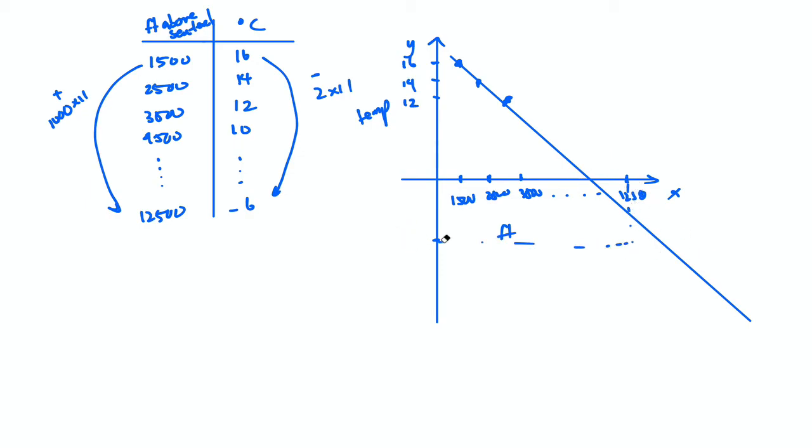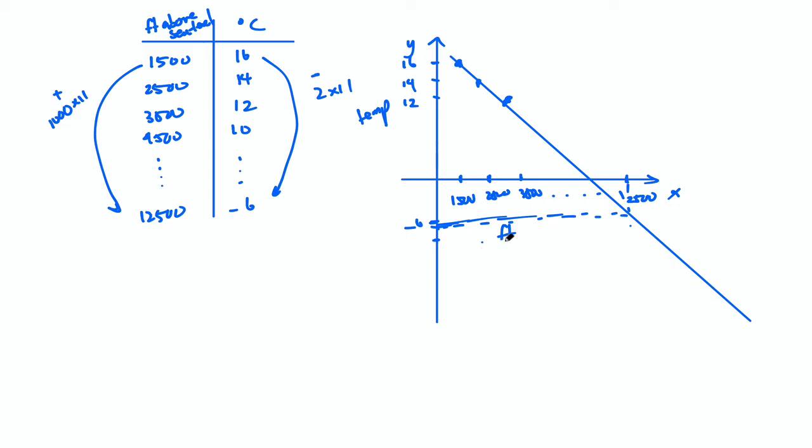So let's just move this up so it actually matches right here. Let's say this is our minus 6. At 12,500, it should be at minus 6 degrees. So we just keep going down like this.